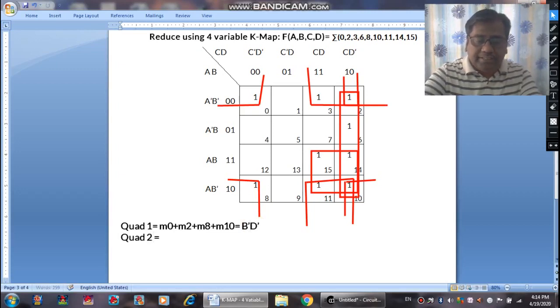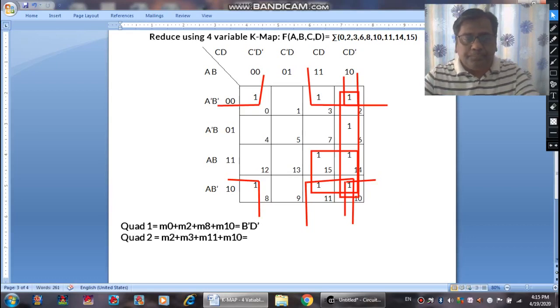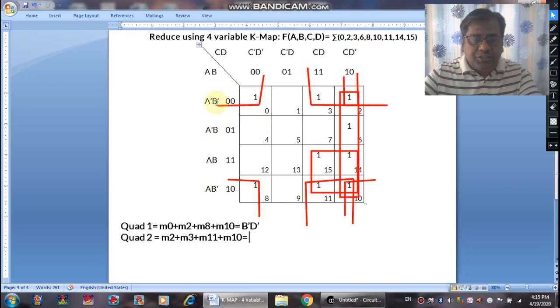Now we talk about the second quad. Second quad, let's say we are taking M2 plus M3 plus M11 plus M10. What will be the answer? A bar to A is changing, B bar is same, and from the top C is same, D is changing. That means we will consider B bar C.